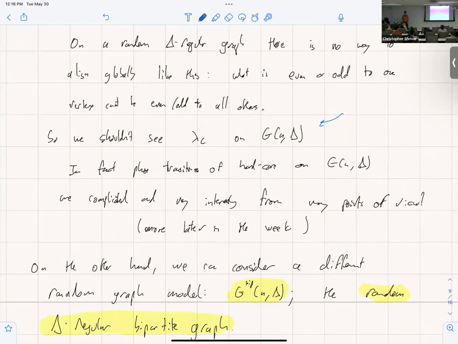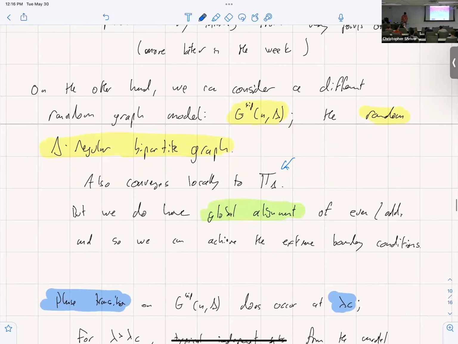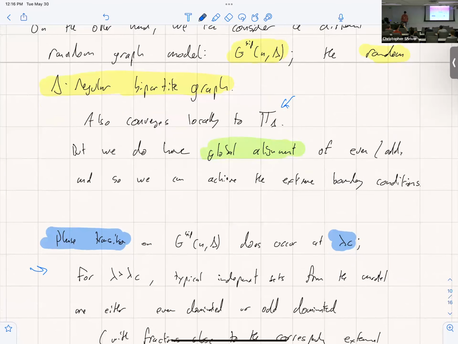I can consider a different random graph model. Now my random graph model is going to be a uniformly random Delta-regular bipartite graph. So I start with n being an even number, split my vertices into two equal pieces, and then join them, but all the edges cross. So now I do have even and odd vertices, as I can call them, and I still get a locally tree-like graph. In terms of Benjamini-Schramm convergence, there's no difference between the random bipartite and the random regular graph. But we do have this possibility of global alignment. And so, in fact, there is a phase transition at lambda critical.